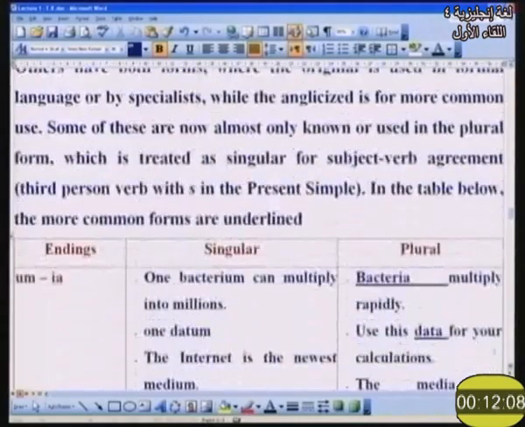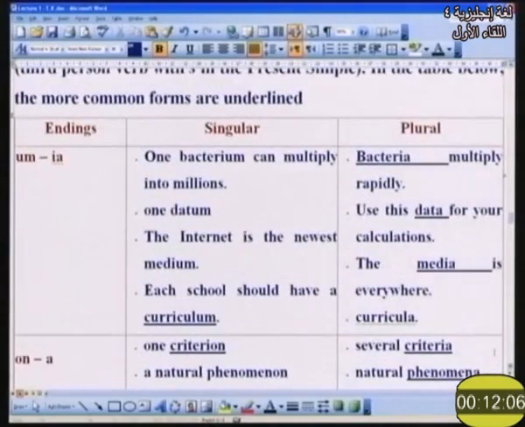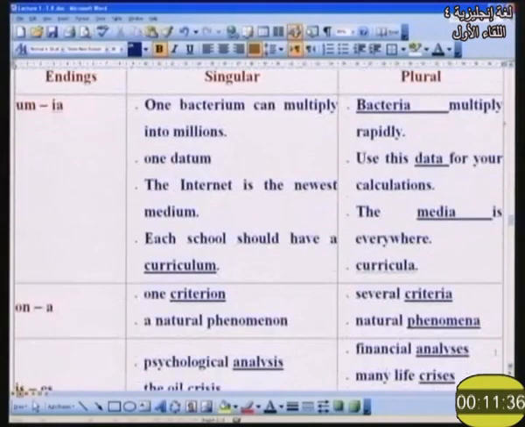Let's look at them. In Latin, if a word ends with um, then the plural becomes a or ia, like bacterium becomes bacteria, one bacterium and bacteria. The internet is the newest medium, a means of communication generally. The plural is media with an A. Each school should have a curriculum, meaning a syllabus. The plural is curricula with an A. It is not an I. Let's put an I between brackets because sometimes it is not used.